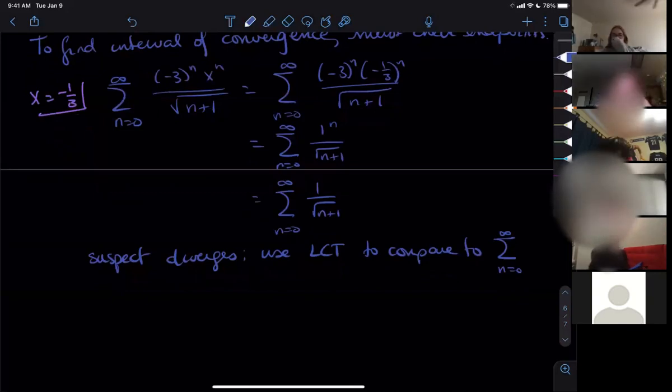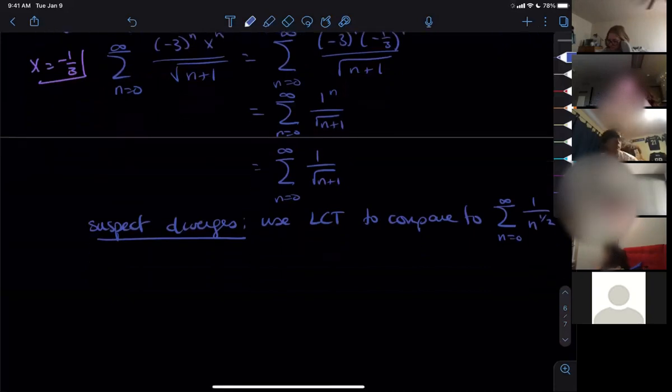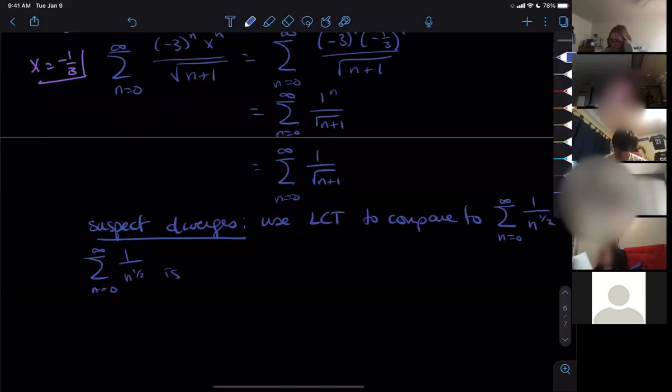What's the p-series that's nearby? It's 1 over n to the what power? 1/2. Yeah, 1/2. Good. So first of all, what does that series do? The series from n equals 0 to infinity of 1 over n to the 1/2 is a p-series with p equal to 1/2. The important part is that that is less than or equal to 1, so it diverges.